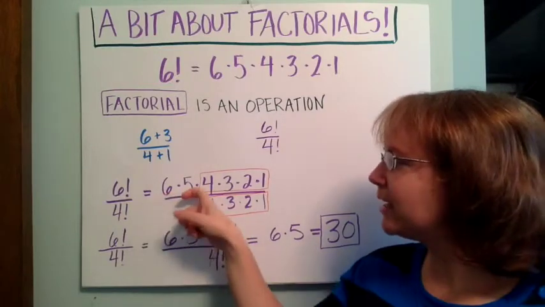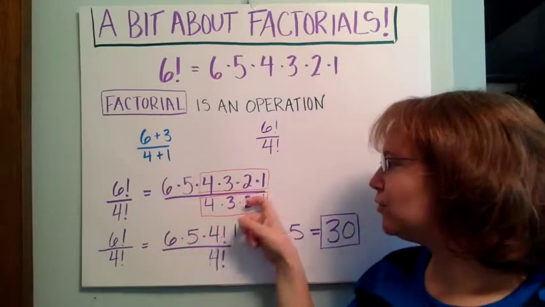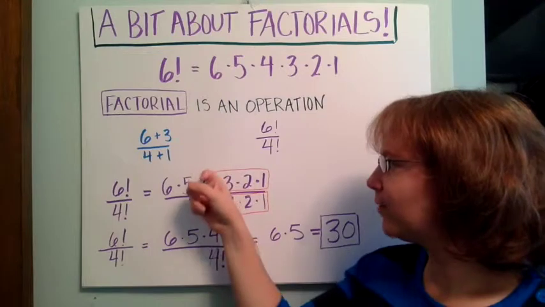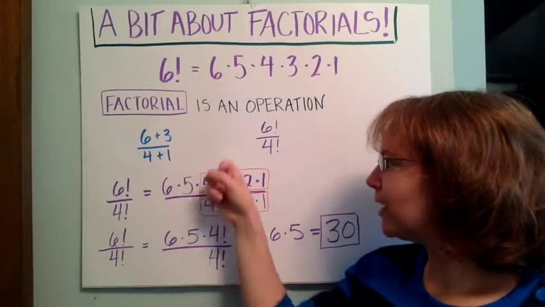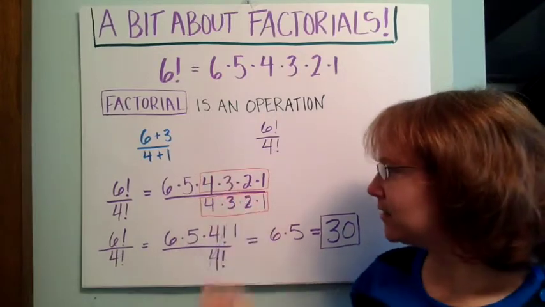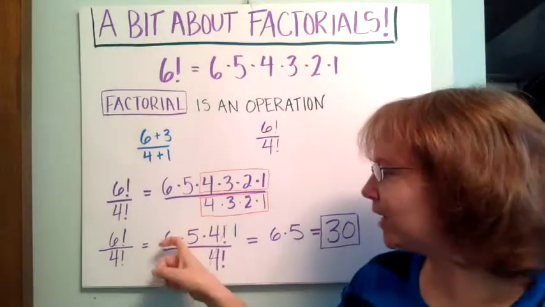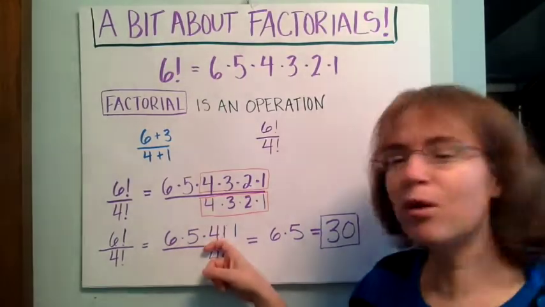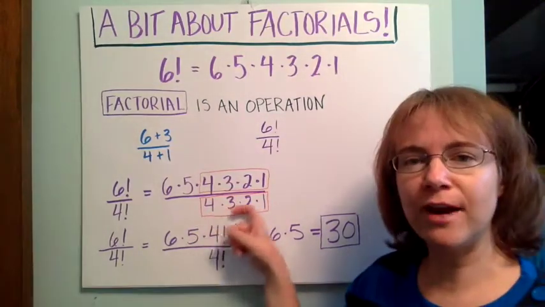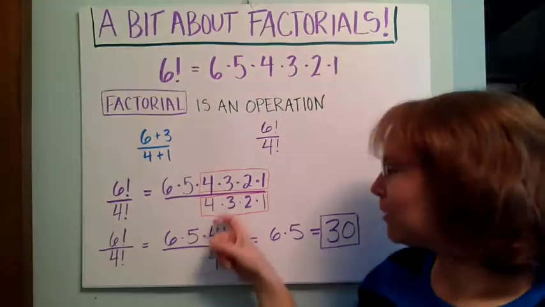Now if we look over here, we can see that we have 4 times 3 times 2 times 1, 4 times 3 times 2 times 1. So it would be okay to cancel those. We could cancel these right here because we have a 4 over 4, which gives us a 1, a 3 over 3, a 2 over 2, and a 1 over 1. That's all 1 right there. That's just a big fancy 1. So here, we could actually rewrite 6 factorial as 6 times 5 times 4 factorial. So this right here is 4 factorial, and it's over 4 factorial. So 4 factorial over 4 factorial, we can make a 1 out of.